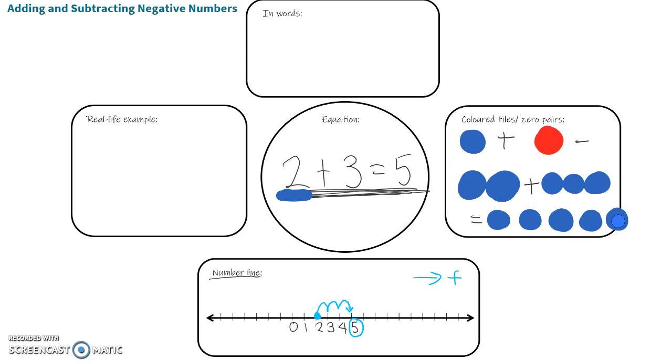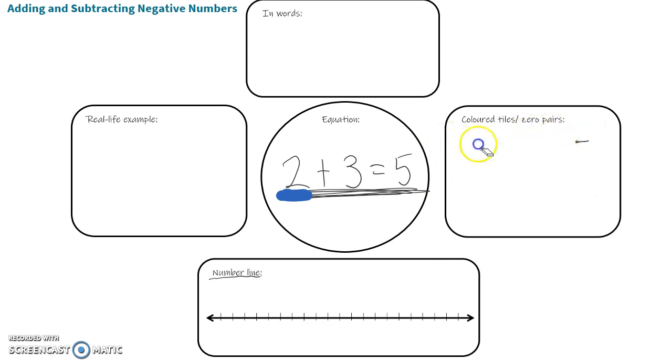We're not going to worry about a real life example or in words for this one. You know, Bob has 2 apples, he gets 3 apples, he now has 5, that kind of deal. We're going to keep moving on. Let's have a look at something a bit juicier.